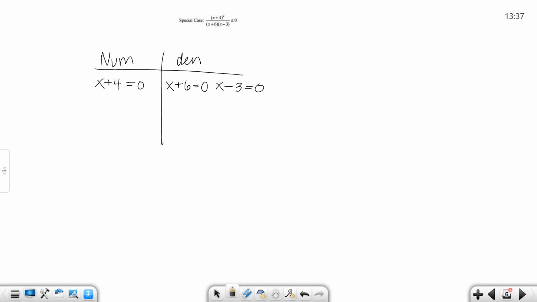What you notice about our special case is that it's already factored. So that's great. Step 1's already done. So step 2 is to find the zeros of the numerator and denominator. So I went ahead and started that step. You'll say, well, what did you do with a square? Well, if x plus 4 is 0, then that whole quantity squared would be 0 only when x plus 4 is 0. So all you have to do is worry about the inside part. So I would get x equals negative 4 here, and x equals negative 6 here, and x equals 3 here.